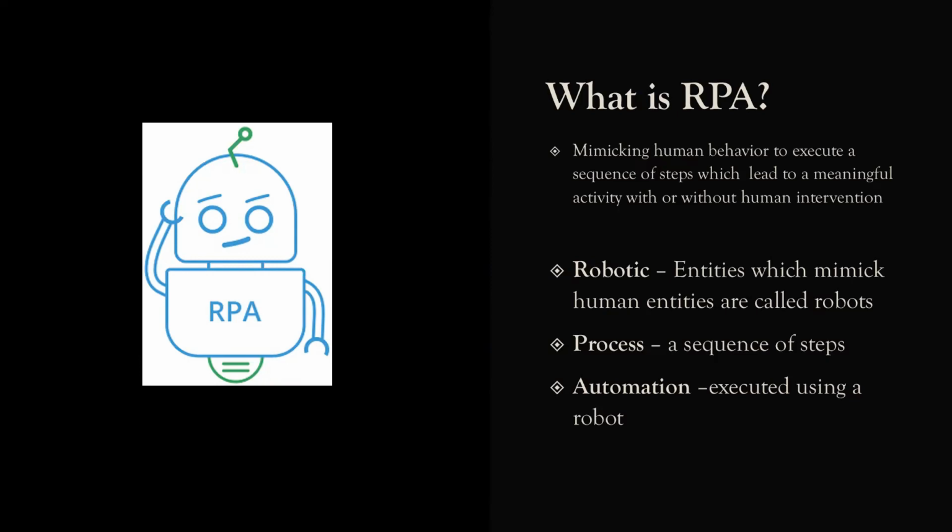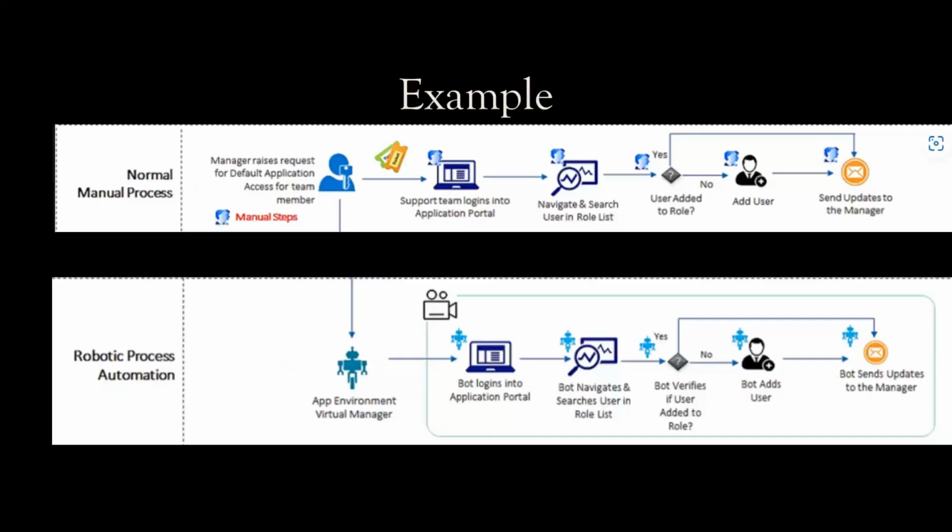So in a nutshell, whatever a human will do, in the same way an RPA bot, or what you call automation, will do the exact same thing. This is what RPA in a nutshell is. Any questions here, guys? Anyone? Okay, moving to the next slide.